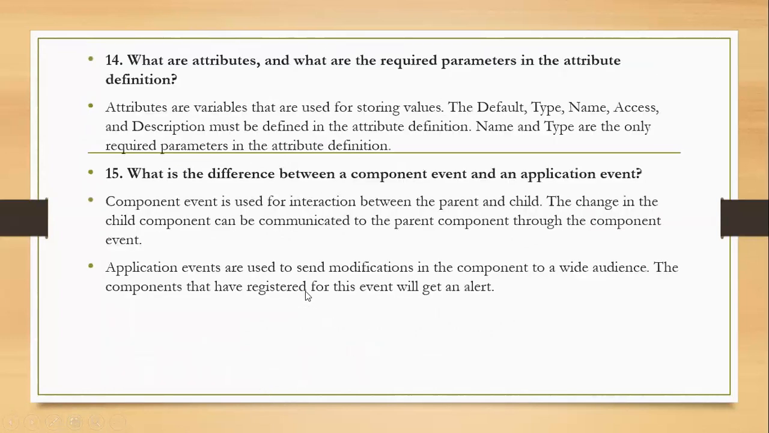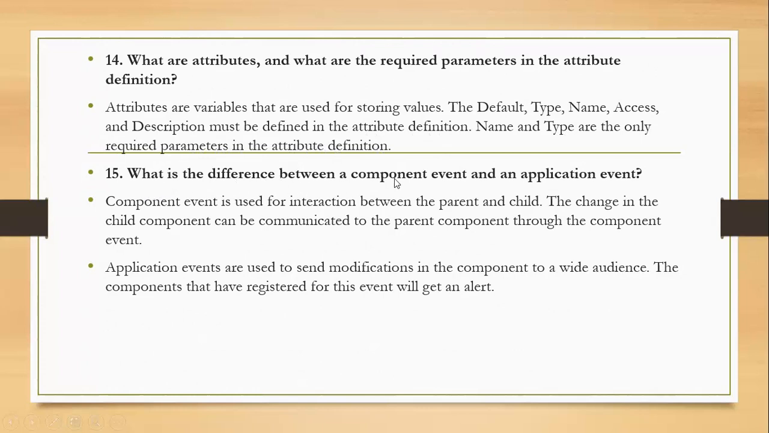the components. Next question. What are attributes and what are the required parameters in the attribute definition? Attributes are variables that are used for storing values. The default, type, name, access, and description can be defined in an attribute definition. Name and type are the only required parameters in the attribute definition.